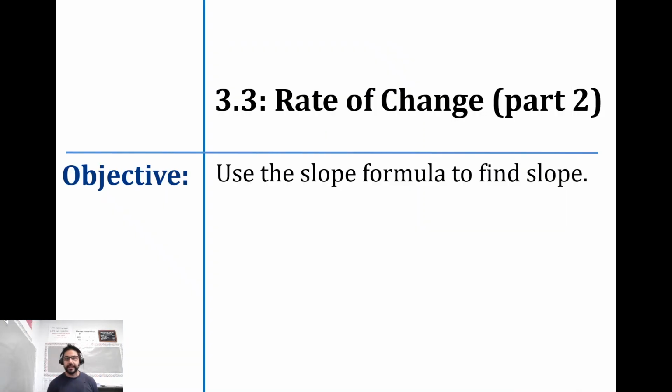All right, today we're actually going to skip lesson 3.3 part 1, and we're just going to focus on part 2. Part 1 was more about the linear versus nonlinear. We kind of mentioned that before. Our rate of change would have to be constant with the change of x and the change of y. But again, we're just going to focus on finding our slope, also called rate of change.